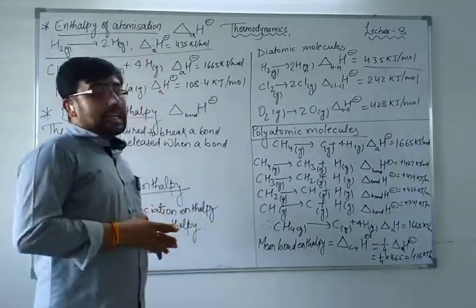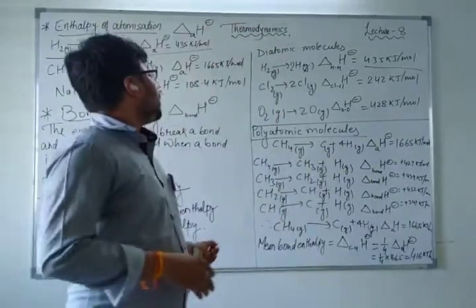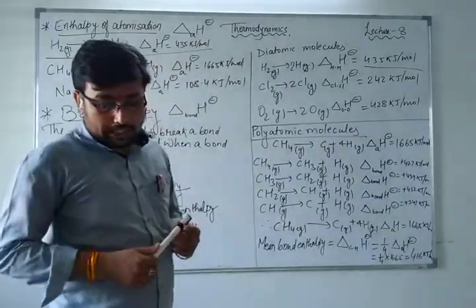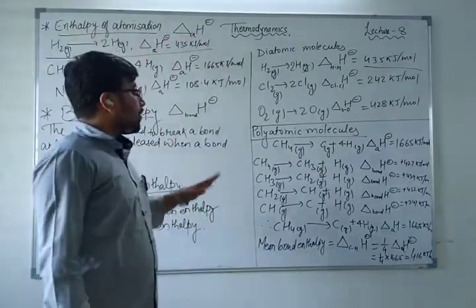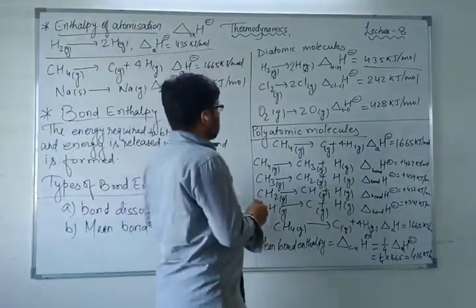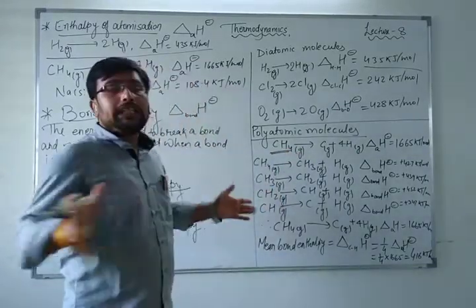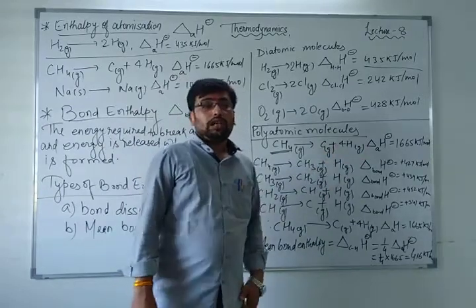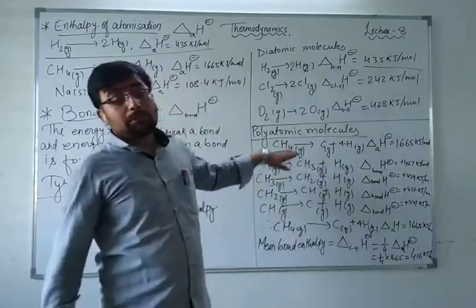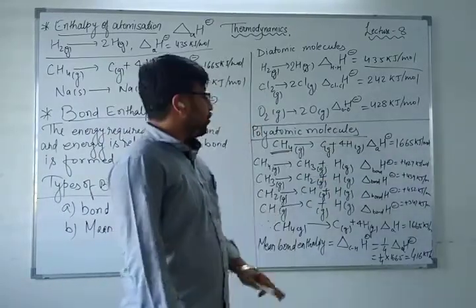Now, after understanding the concept of diatomic molecules, we will move towards polyatomic molecules. Here in polyatomic molecules, you can see the methane molecule. If you dissociate methane, it converts into carbon plus 4 hydrogen, and to dissociate it into carbon plus 4 hydrogen we require 1665 kilojoule per mole.